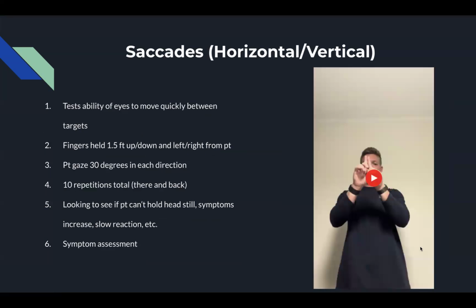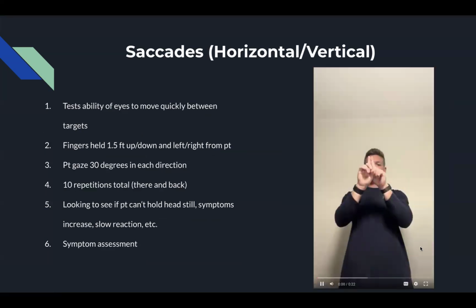The next exam you'll complete is the saccades, horizontal and vertical exam. This tests the ability of the eyes to move quickly between targets. The targets are the clinician's fingers held either up and down or left and right, 1.5 feet apart. You'll instruct the patient to gaze 30 degrees at both fingers, and for a total of 10 repetitions going back and forth, there and back equaling 1.